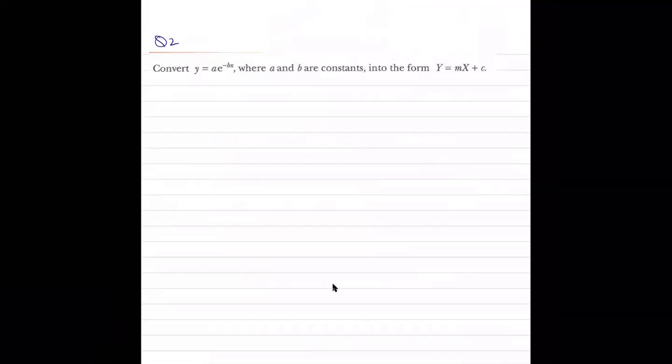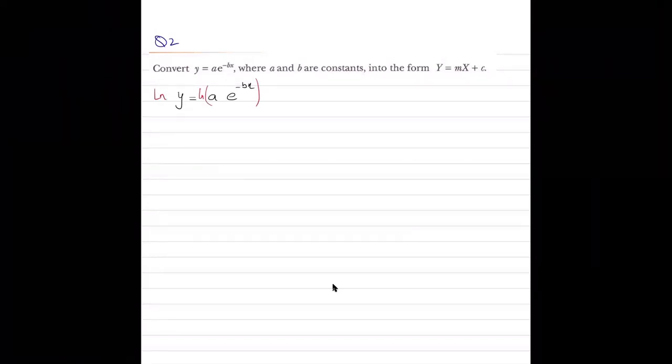Convert y equals to a e to the power of minus bx. Now this will involve logs as well, because we have exponential equations. In order to linearize it, we might need logs to solve this. So the equation is y equals to a e to the power of minus bx. What is the first step that comes to your mind? So will you do y divided by a so you can bring in ln? You can still bring ln over here. You can bring ln over here, ln over here. That's still possible.